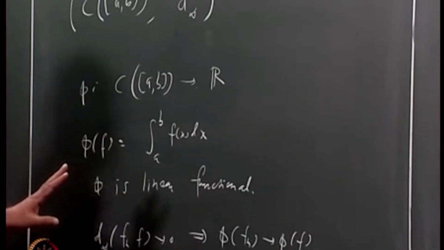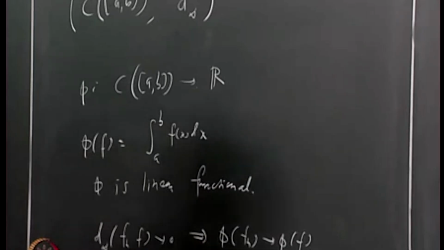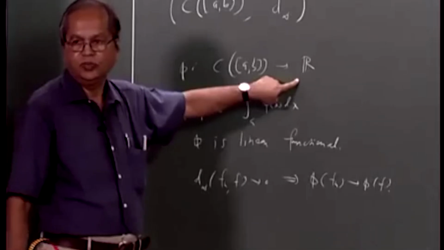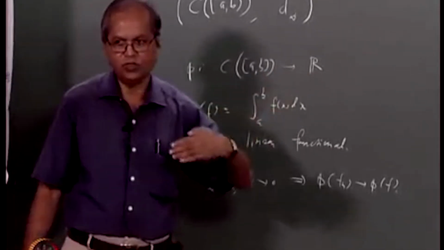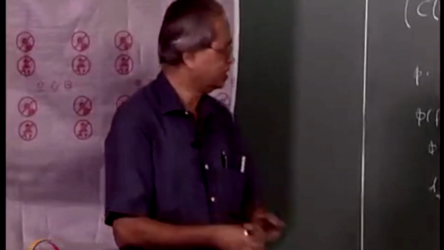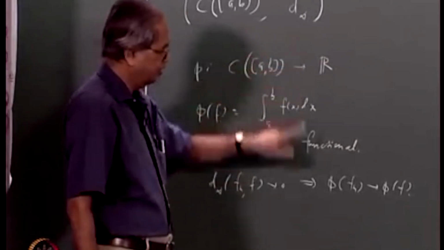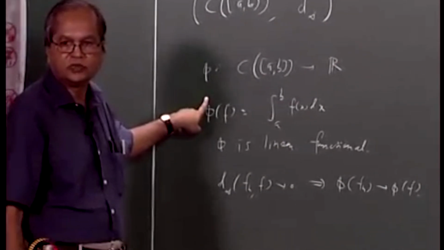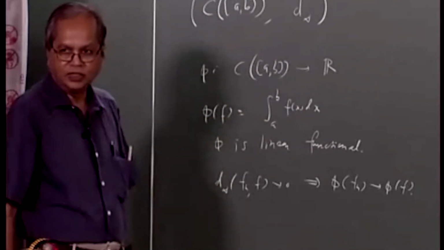Now what is the meaning of this? It means that phi from C[a,b] to R is a continuous function. One of the ways of describing continuity is that whenever xn converges to x, f of xn converges to f of x, which is equivalent to saying that f is continuous. So that is what we have said here. Whenever fn converges to f in this metric, phi fn converges to phi f. That is the same as saying that phi is a continuous function. Since it is already a linear functional, it means that phi is a continuous linear functional.